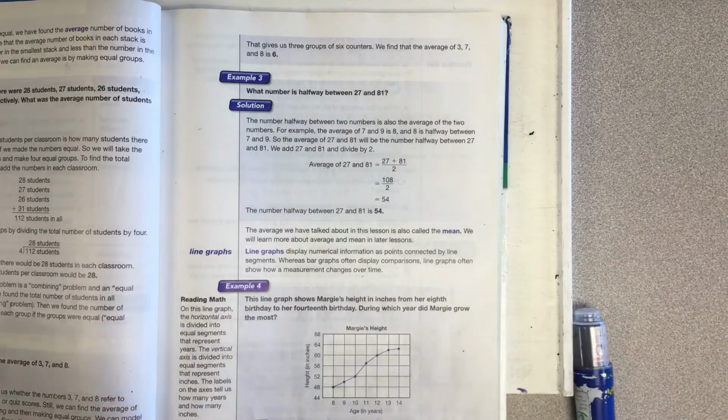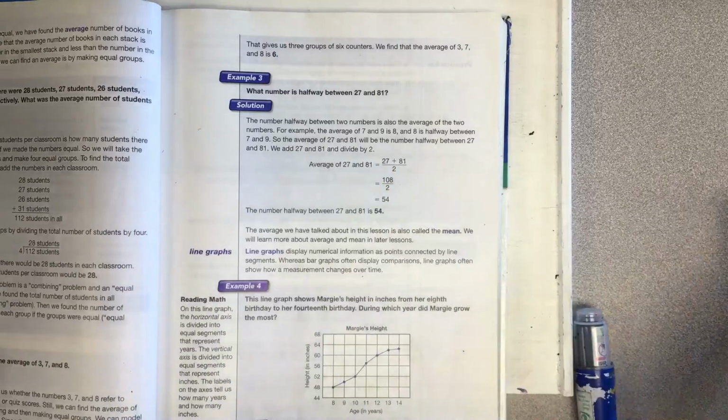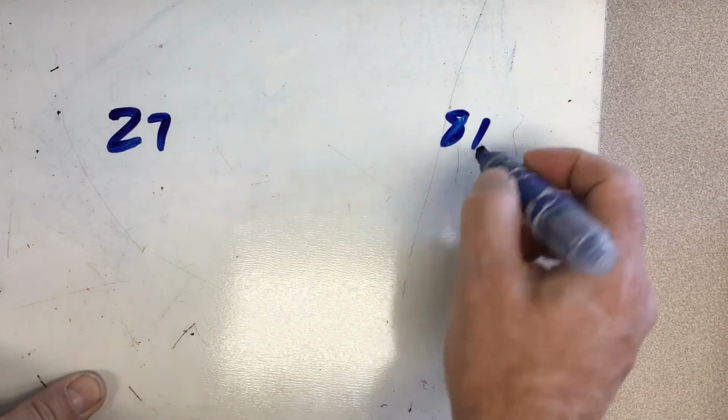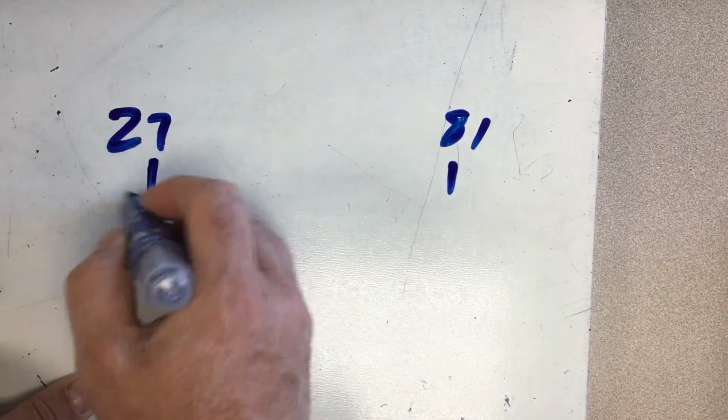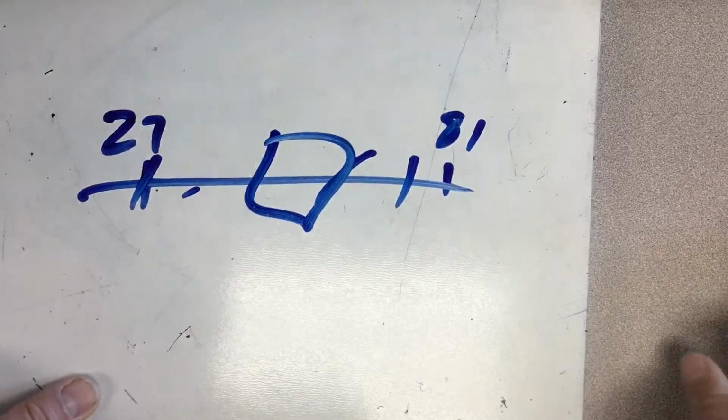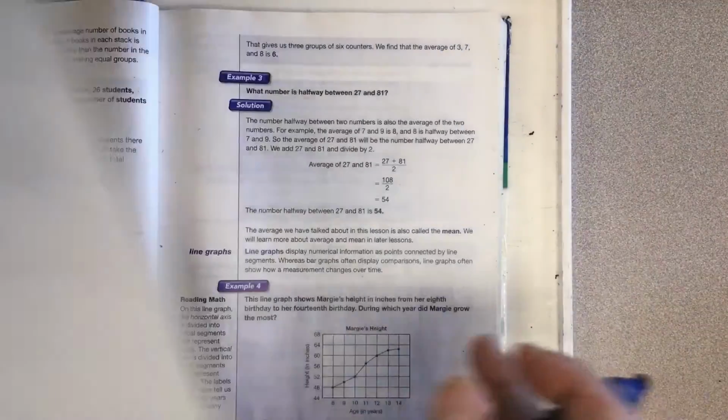What number is halfway between 27 and 81? Well, your first thought might be, I'm going to go 27, 81, and I'm going to put a number line. I'm going to slash, slash, slash, until I get to the middle. What's my middle number? No, no, no, no. Don't do that. That's way too much time.